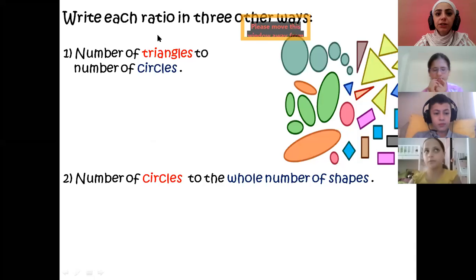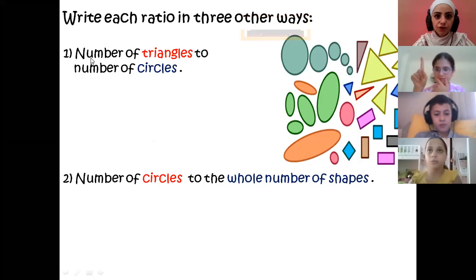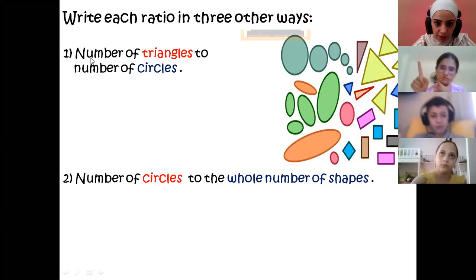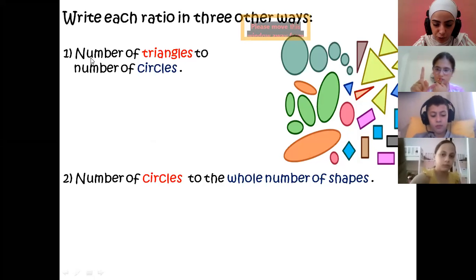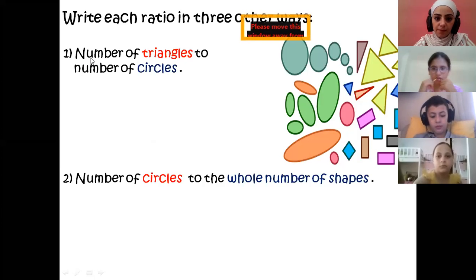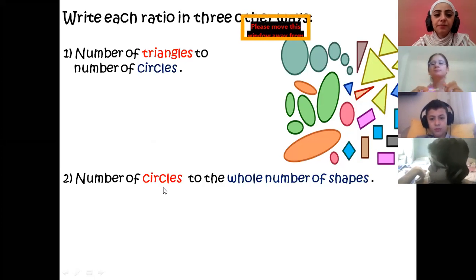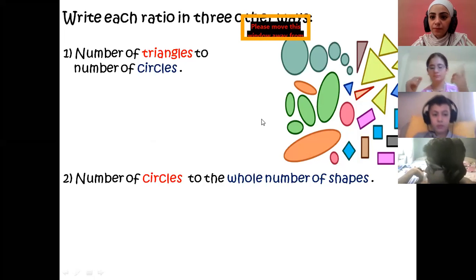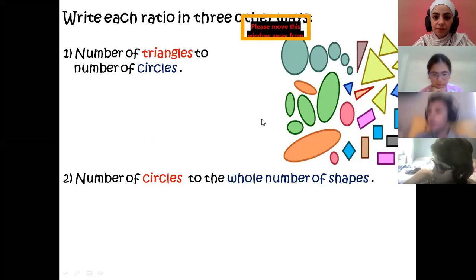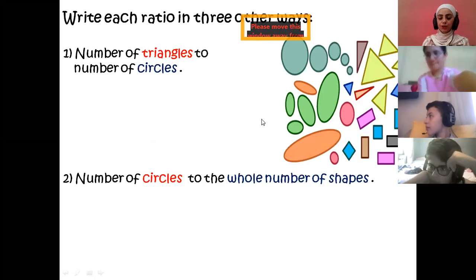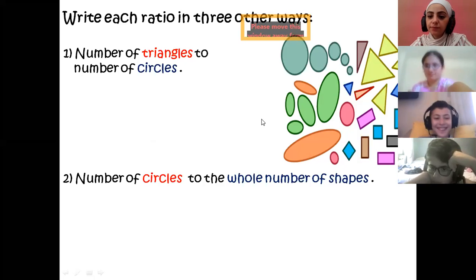Okay, here, write each ratio in 3 ways. Yalla, who's gonna do the first one? Number of triangles to the number of circles. Yes, Sama Abu Salim. Yes, teacher. Hi, Sama. Okay. So we have 1, 2, 3. Triangles to circles. Okay.